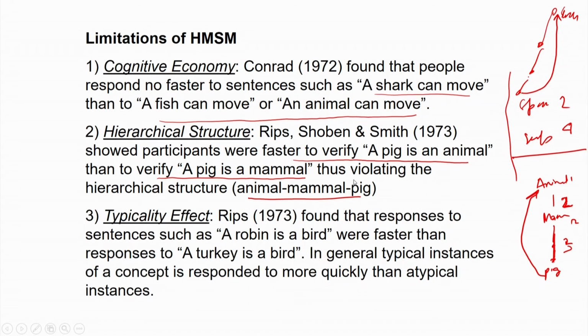Also, the typicality effect was another limitation of the hierarchical semantic model. What it says is that typical birds, for example robin, parrot, sparrow, were faster in verification. So, when people verified that a robin is a bird or a parrot is a bird, they were faster to say yes than to verify sentences like an ostrich is a bird or a turkey is a bird or a hen is a bird.